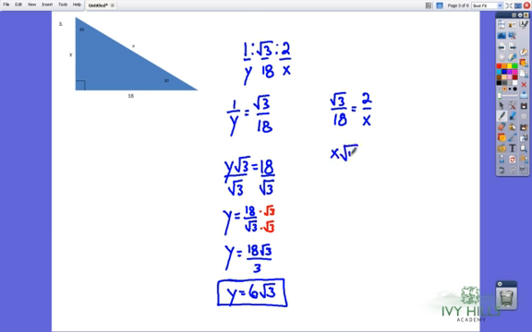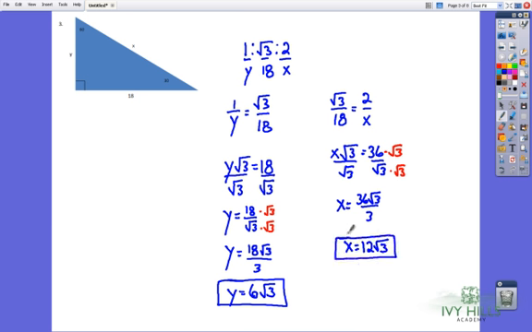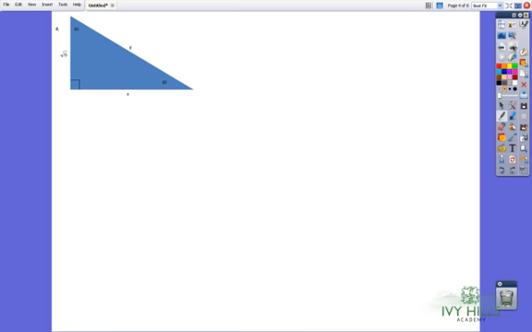Cross multiplying this would give me x root 3 equals 36. Dividing both sides by root 3 would give me 36 over root 3, and again rationalizing the denominator would give me an x value of 36 root 3 over 3, and 36 divided by 3 is 12. So we would get 12 root 3 for our hypotenuse.